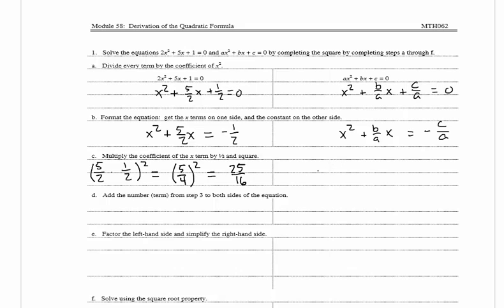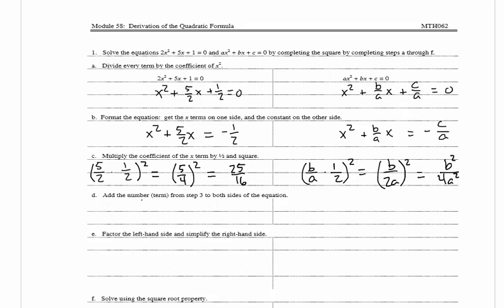And here our coefficient in front of the x term is b over a. So we have b over a times 1 half, and we're going to square that. And this is equal to b over 2a squared, which is equal to b squared over 4a squared.